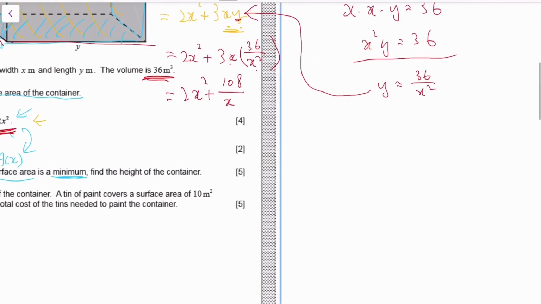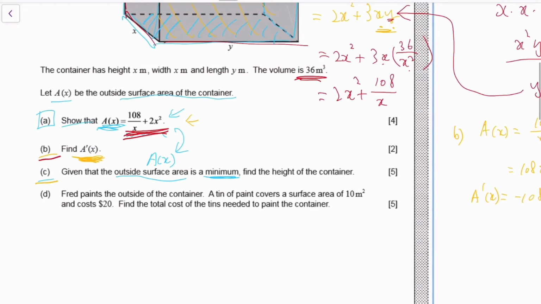So let's do it here, part B. A(x) is 108 over x plus 2x squared. In order to differentiate it, we know we should write 108 over x as x to the power of minus 1, plus 2x squared. You really should know this, otherwise you should revisit the basics of this course. So that's differentiated. So that should be it for part B.